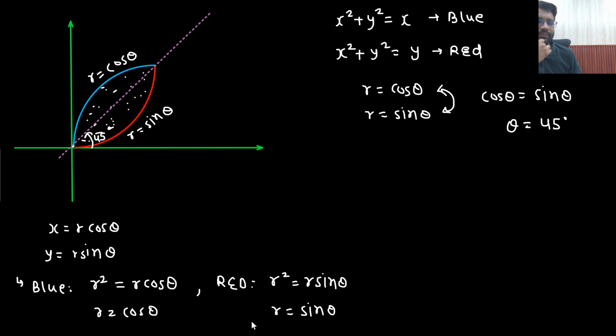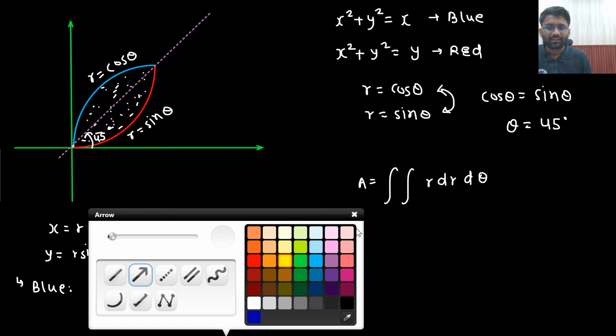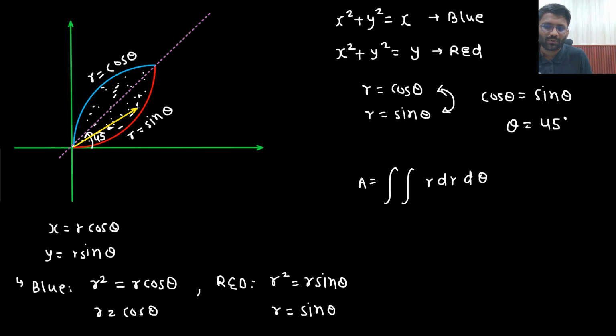Say yes or no. If I am supposed to calculate this shaded region, can I calculate the shaded area? That would be nothing but r dr d theta. Now from where to where would r be going? r is the radial distance from the origin. So r is going from 0 till the end of the circle, from 0 to sin theta. r equals sin theta.